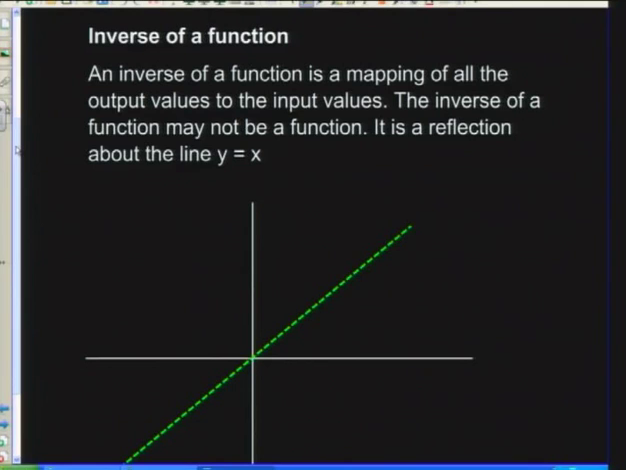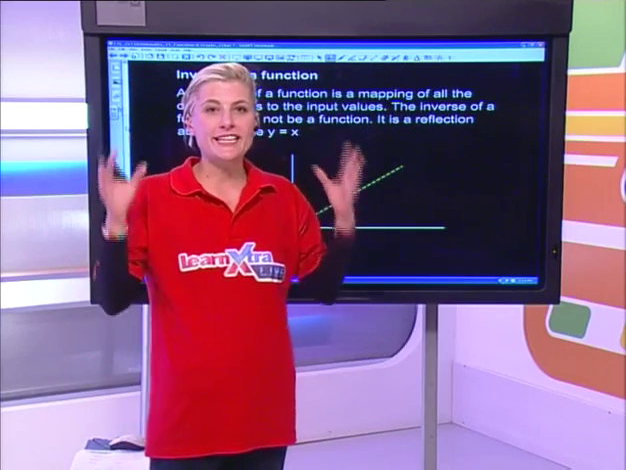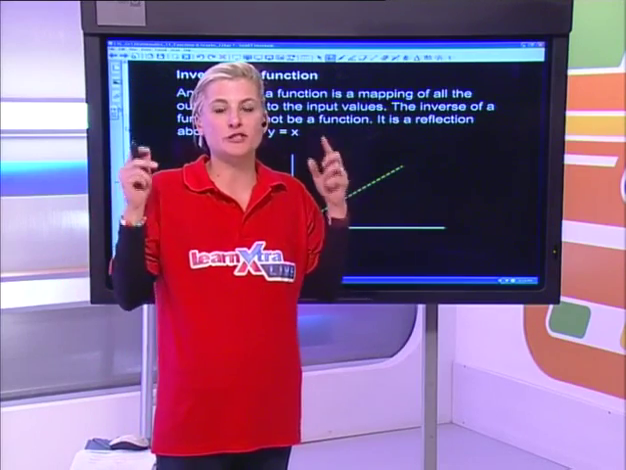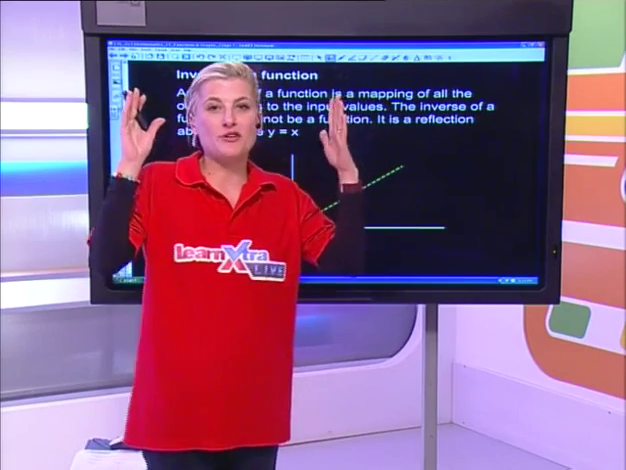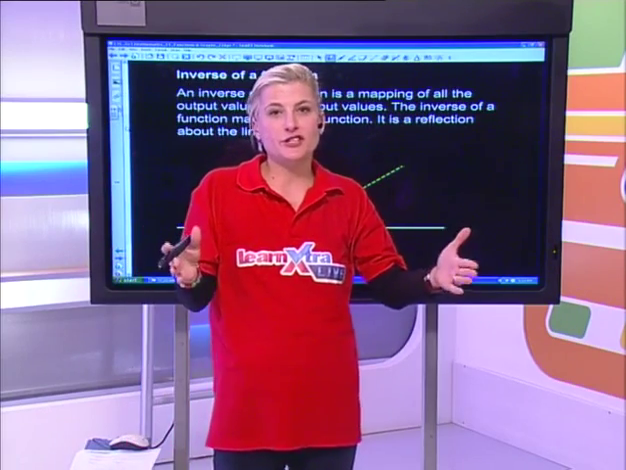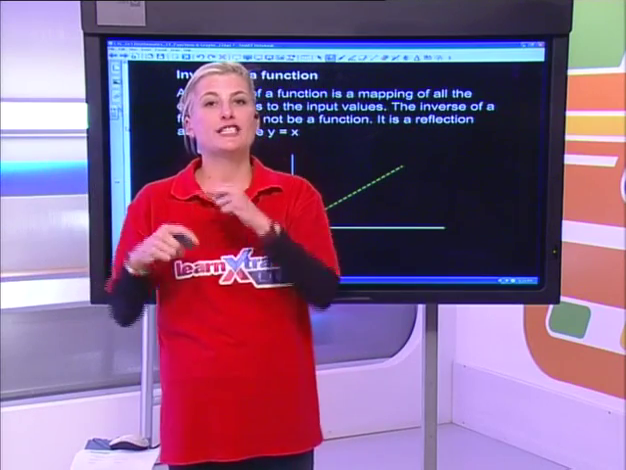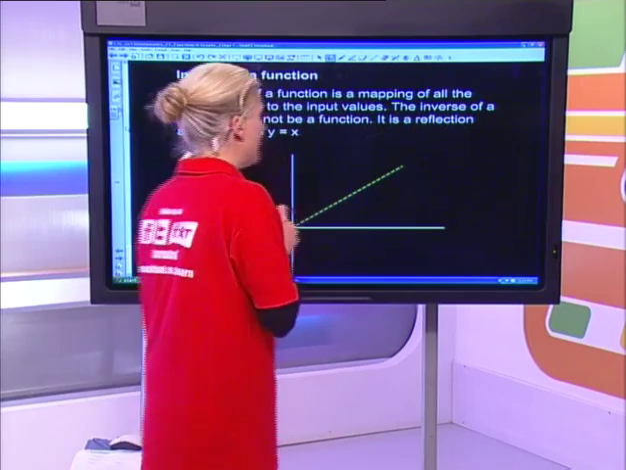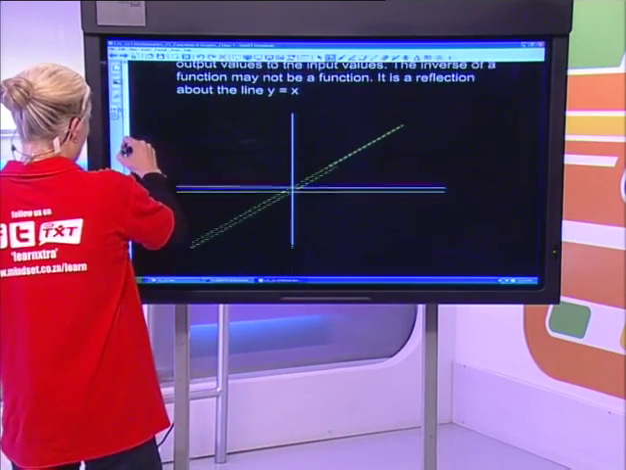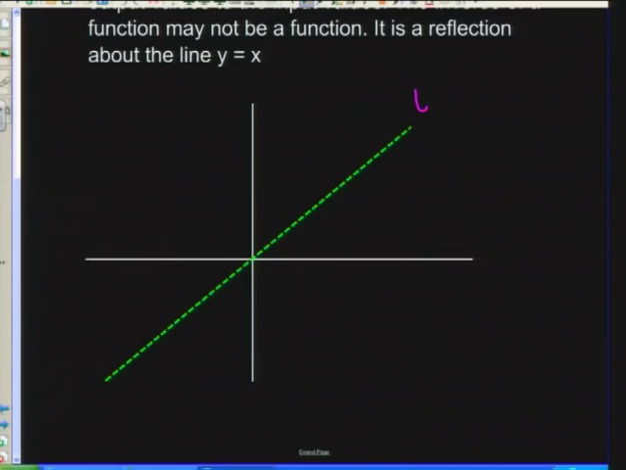So basically what we're saying is we are reflecting our graph in the line y is equal to x. The original function has a certain set of x and y values. For the inverse, what we do is we swap the x and the y values around. And for that reason, a function and its inverse will always have symmetry in the line y is equal to x.